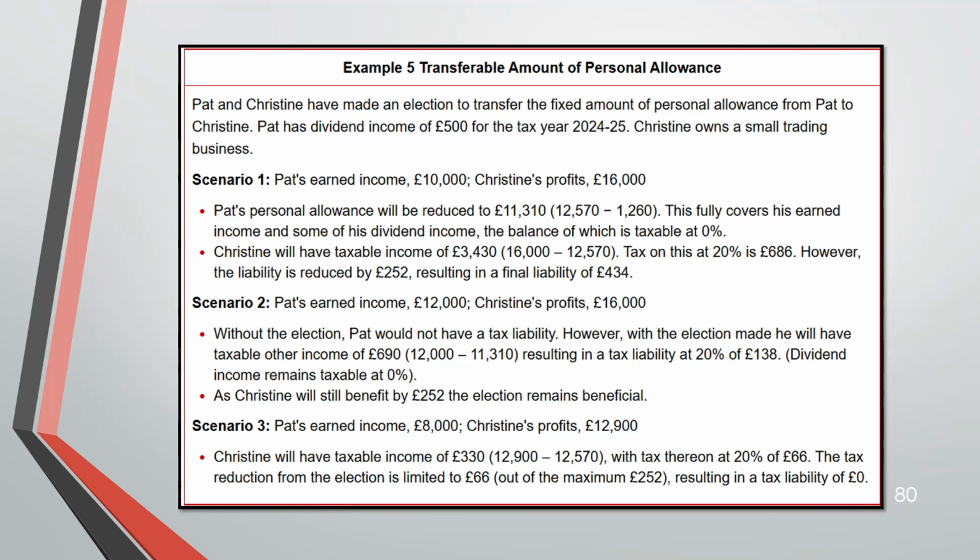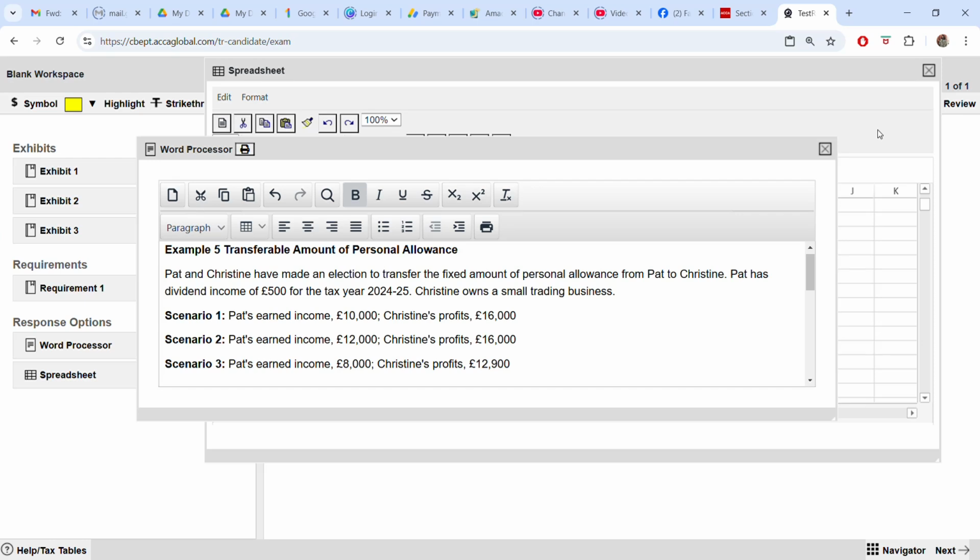Now, moving on to example 5. There are 3 scenarios given which explain this transfer of personal allowance very nicely. Let us go through each scenario in detail. Example 5. So here we have 3 scenarios and Pat and Christine are a couple. Pat is making an election to transfer a fixed amount of personal allowance to Christine. Now Pat has a dividend income of 500.